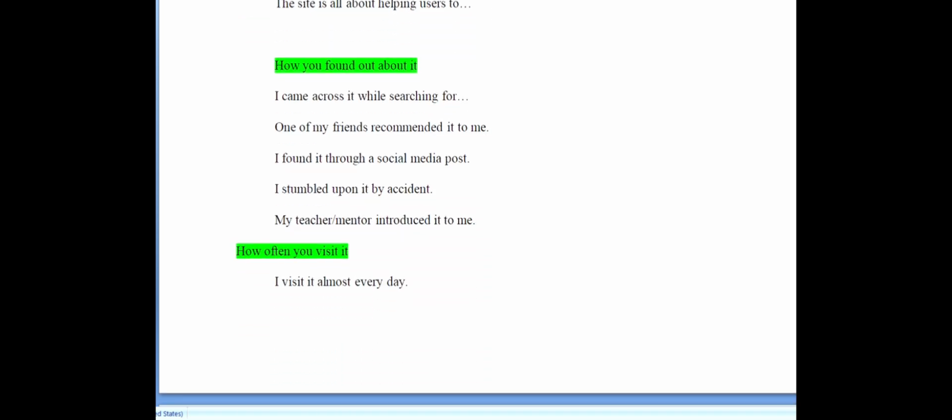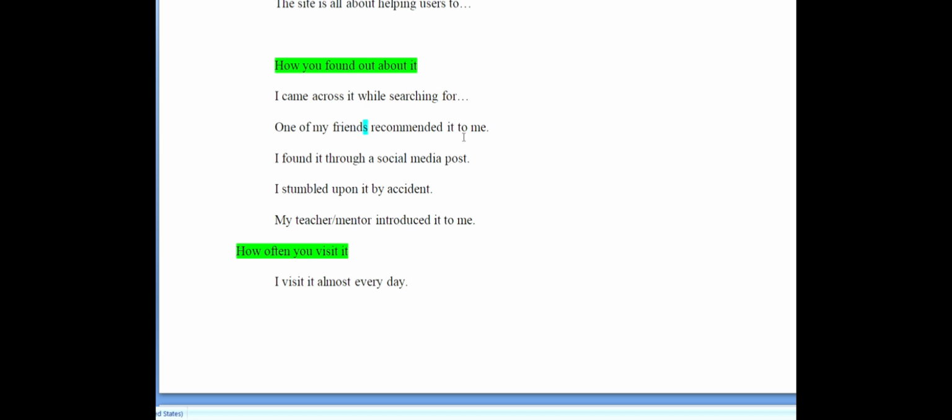The next bullet point is how you found out about it. So, I came across it while searching for. I came across it. That means I knew about this when I was searching for something else. Another one can be, one of my friends recommended it to me. Always use the S here. So it is one of my friends recommended it to me. It is already done, so it is always in the past tense.